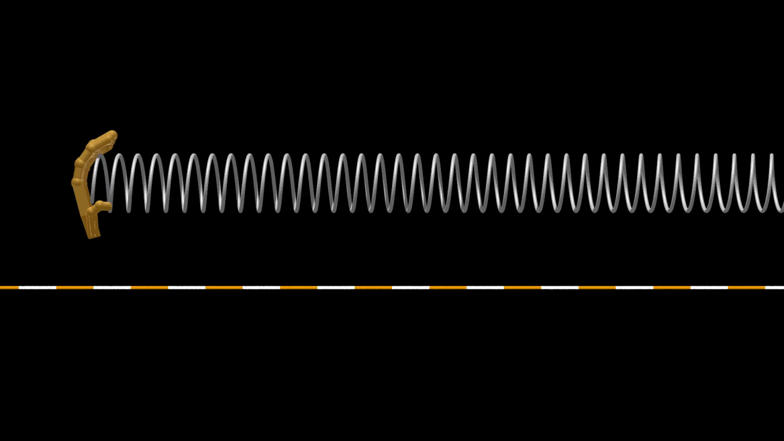One end of the spring is held under tension. The hand holding the end will be our input for creating wave disturbances.